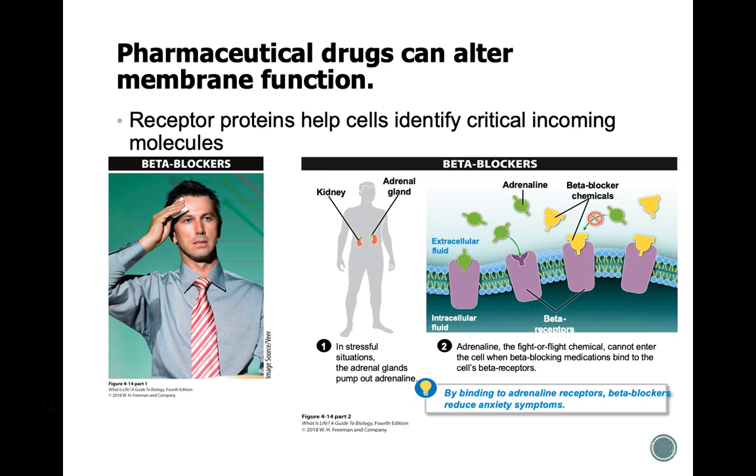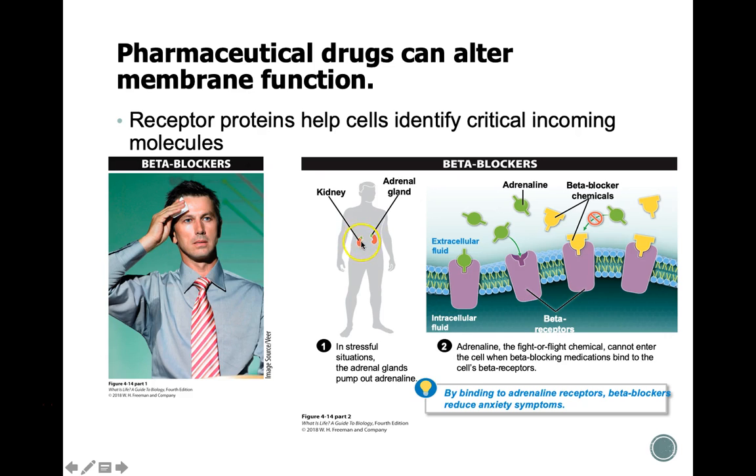One group of drugs that alter membrane function are called beta blockers. These beta blockers are extremely effective at reducing anxiety symptoms. So the beta blockers work by binding to receptors in the plasma membrane that can also bind to adrenaline. Adrenaline is manufactured in a special gland called the adrenal gland, which is located just atop the kidneys here.